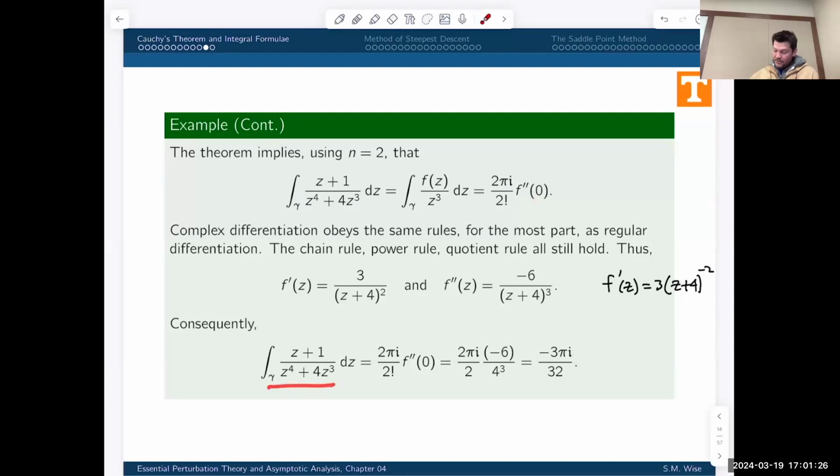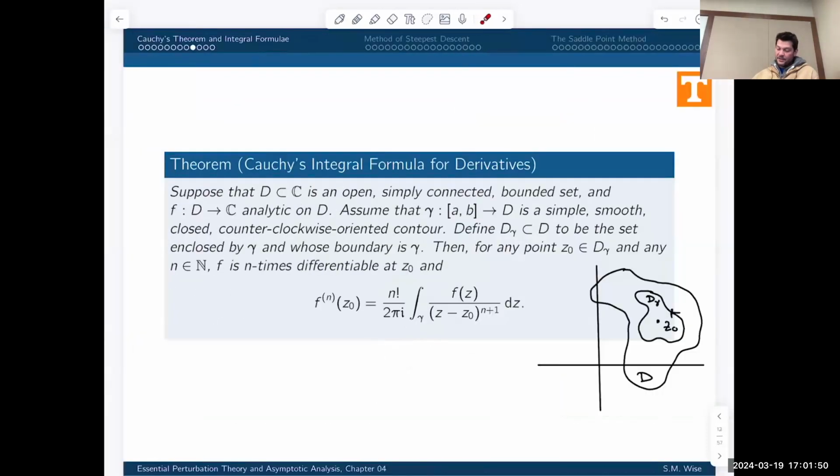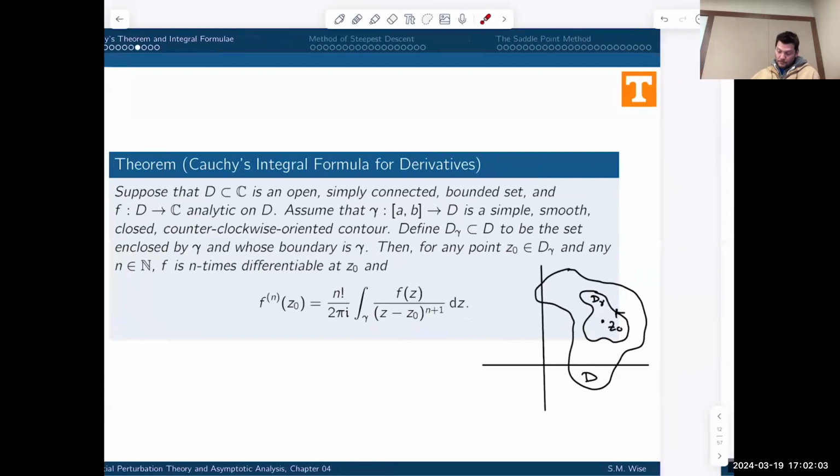So my integral turns out to be 2 pi i over 2 factorial, which is 2. If I evaluate the second derivative at 0, I should get minus 6 over 4 cubed. And that works out to be minus 3 pi i over 32. So whether you view this awesome result as a simple computational tool or a powerful result which tells you something marvelous about complex analytic functions, either way, it's a powerful tool.